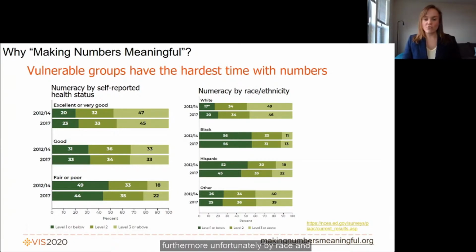And then furthermore, unfortunately, by race and ethnicity, due to other issues about education inequity and systematic racism, those that were Black and Hispanic in this particular survey were shown to have a much more difficult time interpreting numbers, with almost half of the people in those groups falling into this lowest level of being able to interpret numbers.